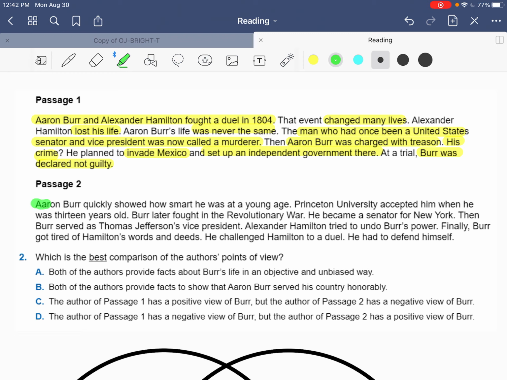Passage 2. Aaron Burr quickly showed how smart he was at a young age. Princeton University accepted him when he was 13 years old. Burr later fought in the Revolutionary War. He became a senator for New York. Then Burr served as Thomas Jefferson's vice president. Alexander Hamilton tried to undo Burr's power. Finally, Burr got tired of Hamilton's words and deeds. He challenged Hamilton to a duel. He had to defend himself.